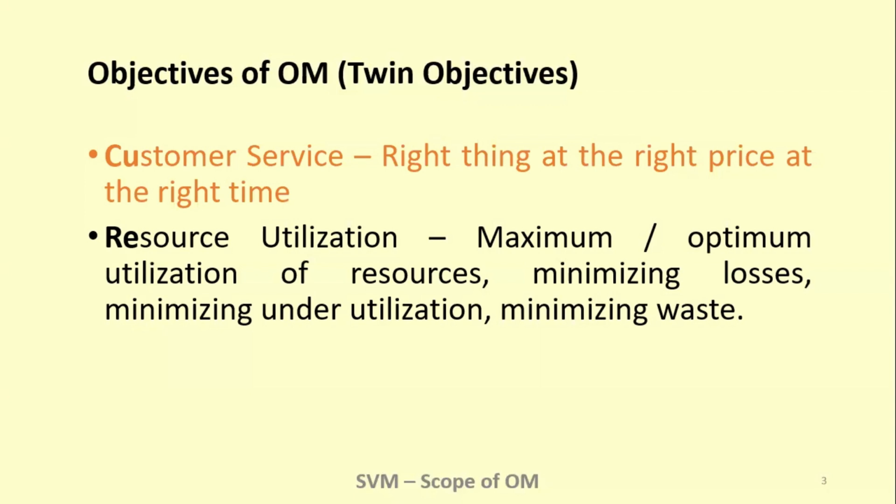Then your resource utilization objective is basically about how do I maximize or optimize my utilization of resources, which means you'll be focusing on minimizing the losses, minimizing any underutilization, and minimizing wastage also. It means to basically achieve adequate levels of resource utilization or productivity. That is how it is done.